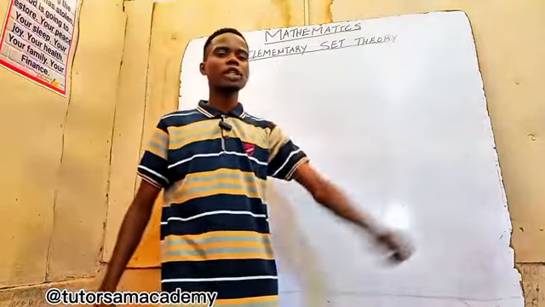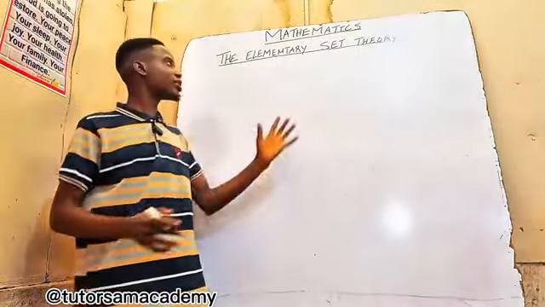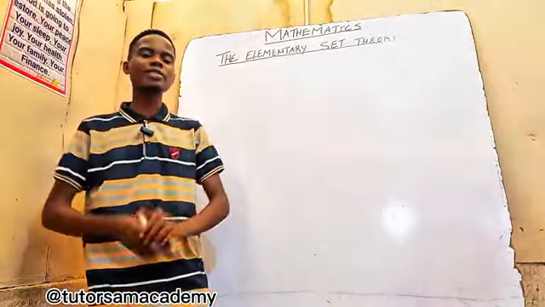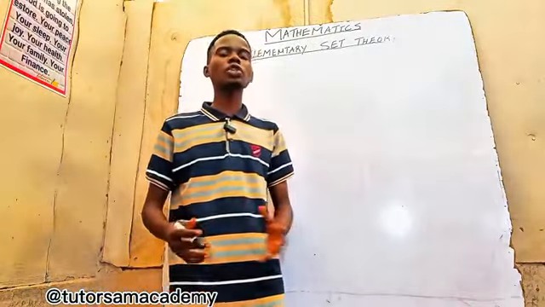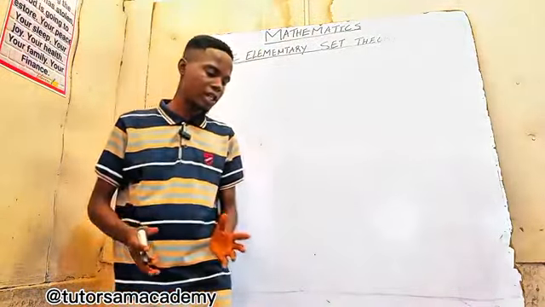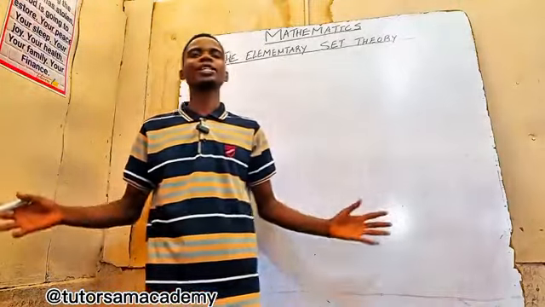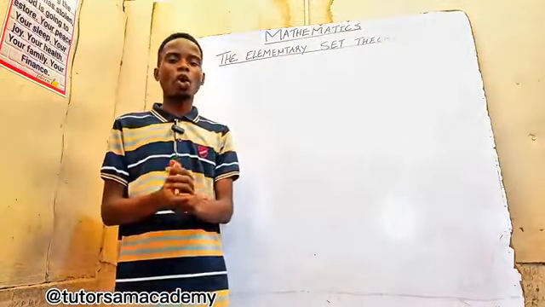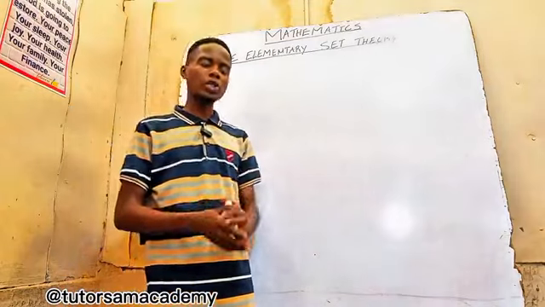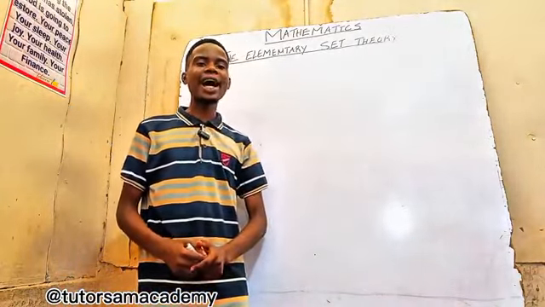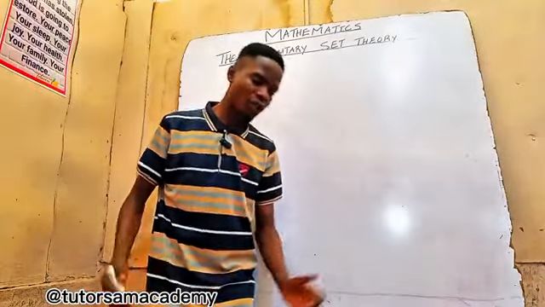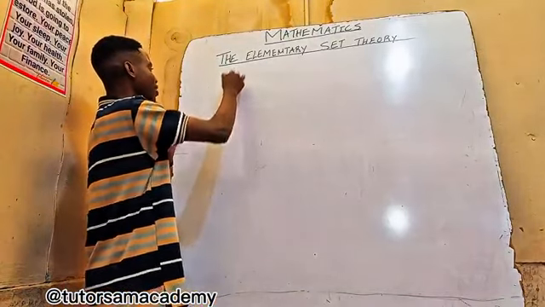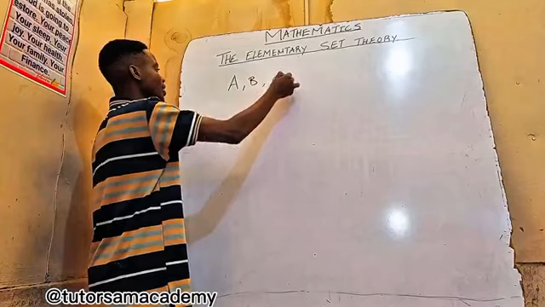Elementary set theory. Before I go into what set theory is all about, what is a set? By definition, a set is a collection of well-defined objects, figures, people, or things. A set can be defined as a collection of related objects, people, figures, and things. Sets are denoted with capital letters. You can represent a set with either A, B, C, or D.